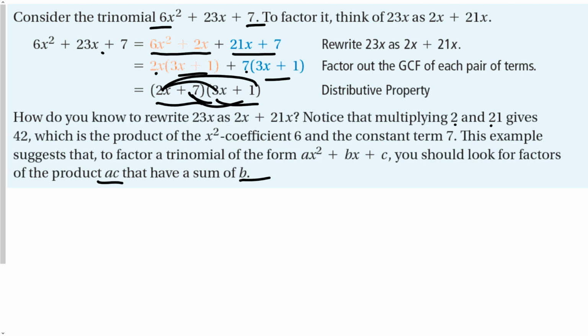This method is called the AC method because we're going to take the term that's in A, take the term that's in C, and multiply them together to get a number. Then we find the two factors of that number that add up to whatever is in the middle term, B. Let's see how this works.